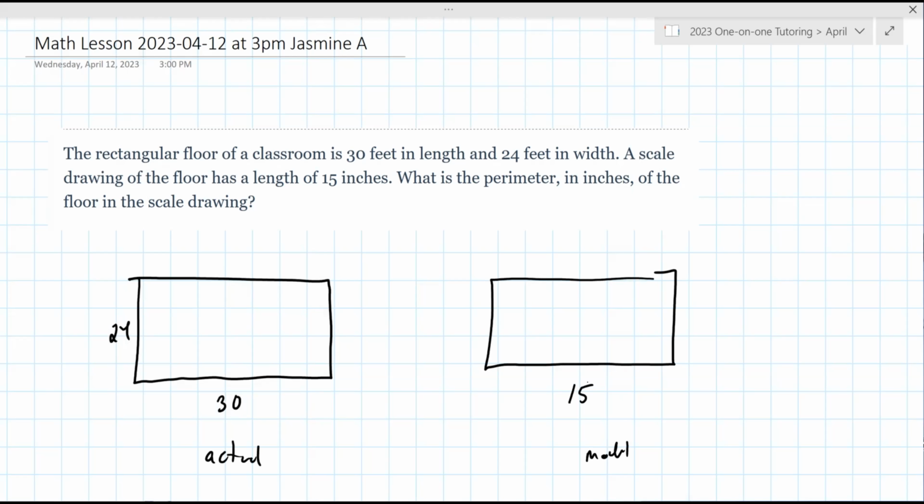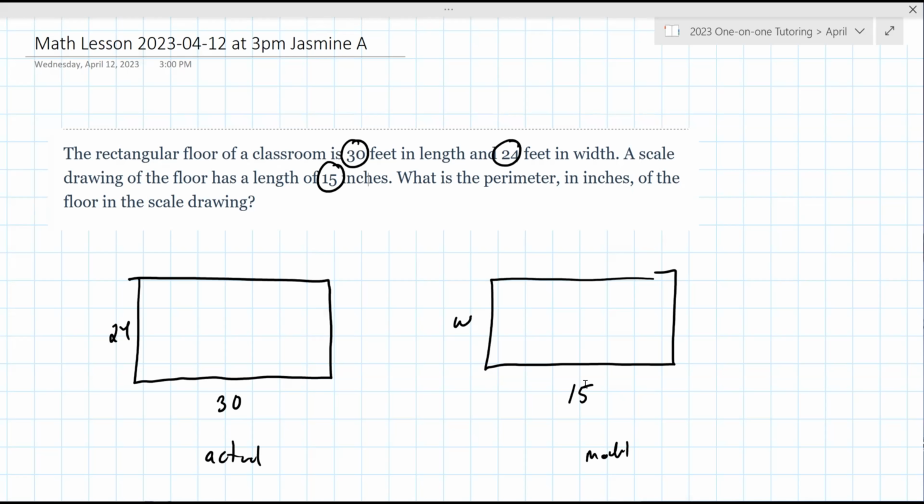That's this here. And we have to figure out the width here. Okay. Now, one of the initial problems I see is that this is in feet and inches. They have to be in the same units. So we either have to convert the feet to inches or the inches to feet. Inches to feet.